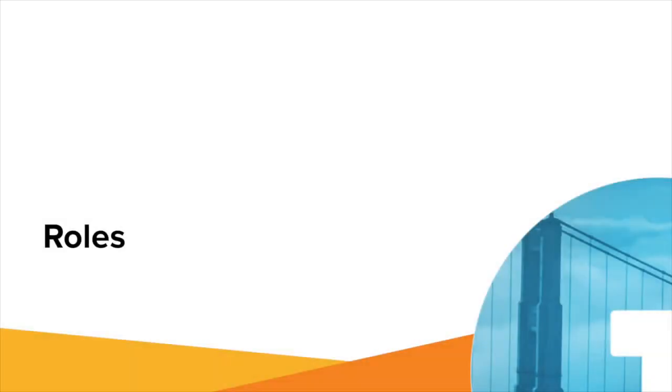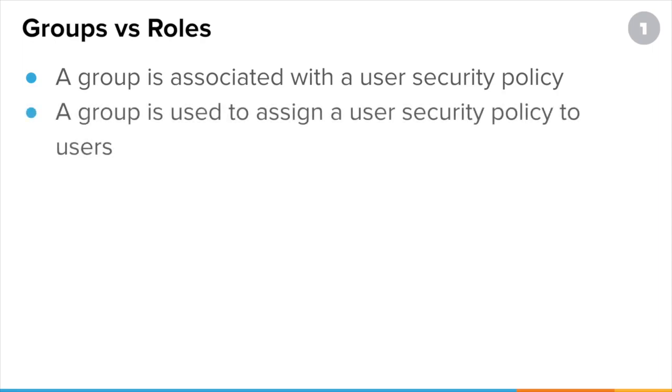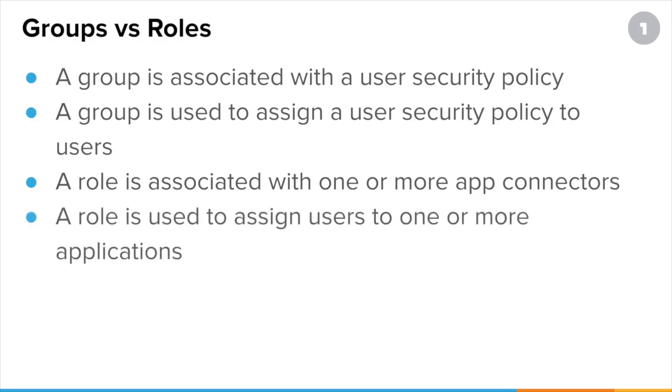So in addition to groups, OneLogin has roles, and roles are used to assign users to one or more applications. So 2 key differences between groups and roles. Group is associated with a user security policy. Thus, group is used to assign a user security policy to users, whereas a role is associated with one or more app connectors. So the roles are used to assign users to one or more applications. So main difference. Groups, user security policies. Roles, user applications.